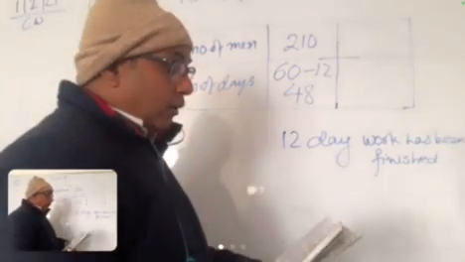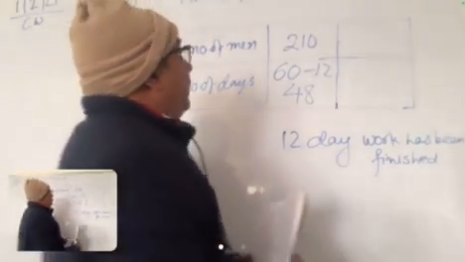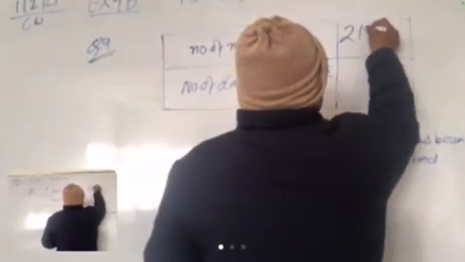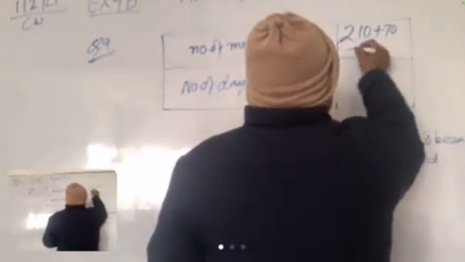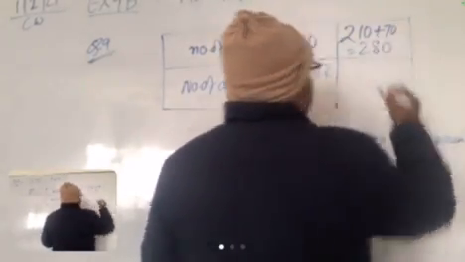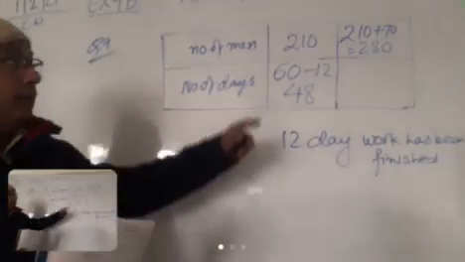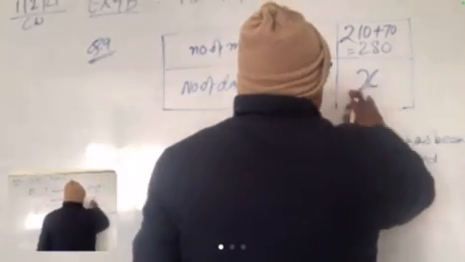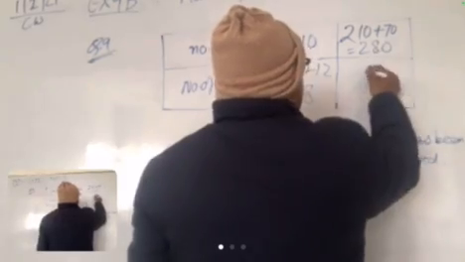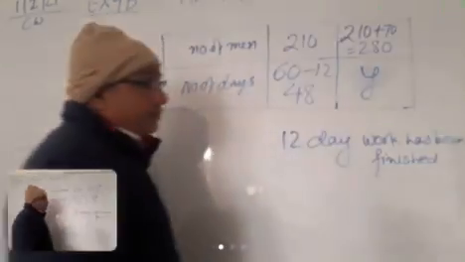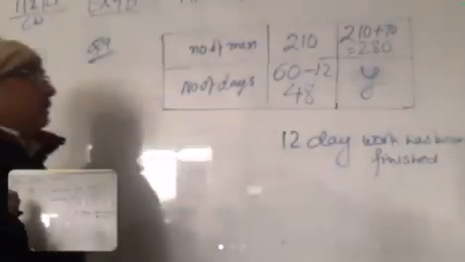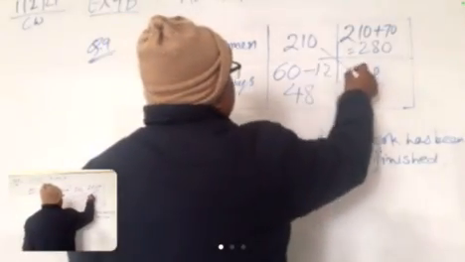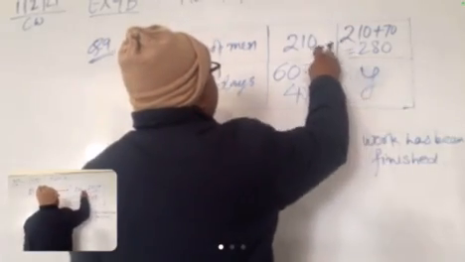And now the number of men is 210 plus 70, which is equal to 280 men now. Now there are 280 men, and whatever the remaining work is, they finish it in Y days. So now it is an inverse.